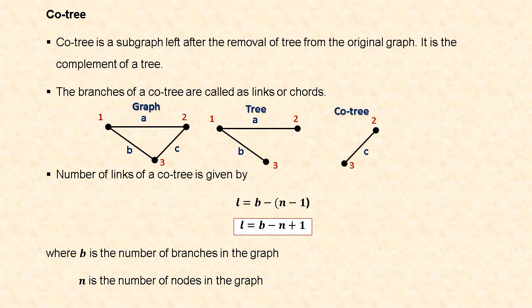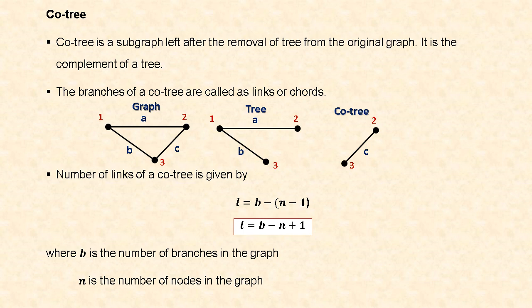Next, chord tree. A chord tree is also a subgraph of the main graph which is left after removing the tree from the original graph. It is the complement of a tree. The branches of this chord tree are called links or chords. If you see the graph, it has 3 nodes and 3 branches. And the second diagram is the tree which has all the 3 nodes and only 2 branches. And the third diagram is a chord tree which has the left out branch in the tree.